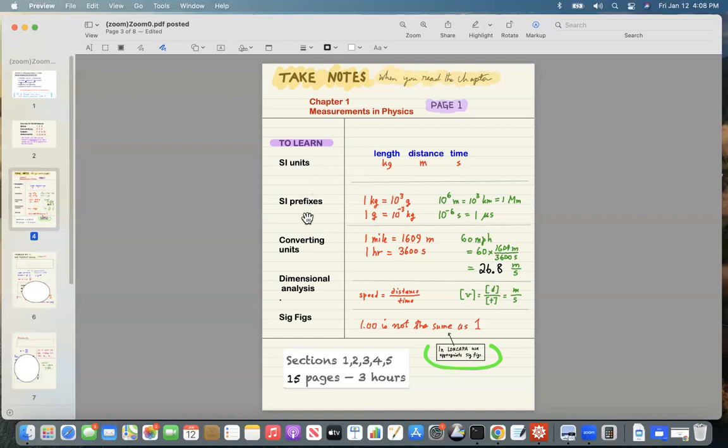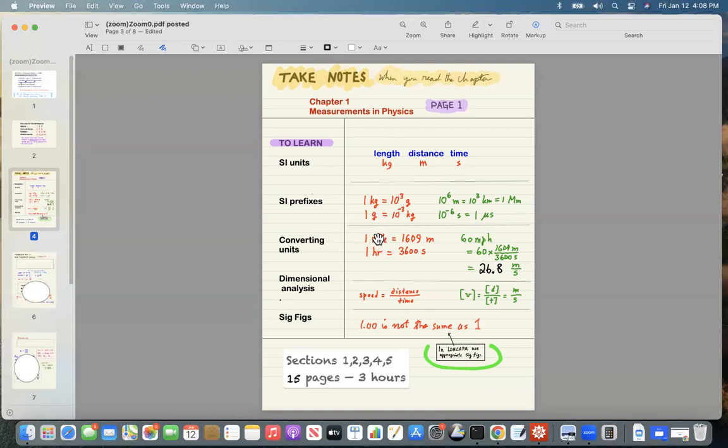That final unit will be the unit for the answer. Okay, so that's units. There are the prefixes: kilo is 1,000, mega is million, micro is 10 to the minus 6. You have to be able to convert units.